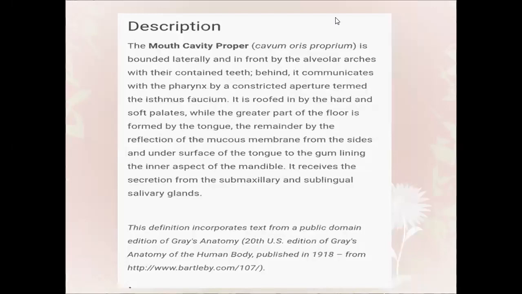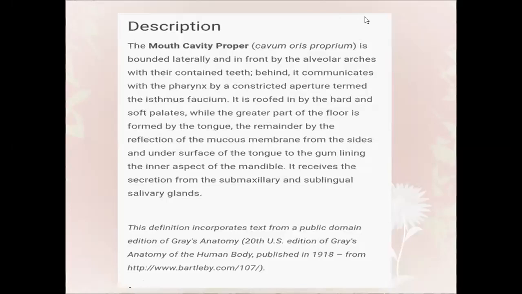The mouth cavity proper is bounded laterally and in front by the alveolar arches with their contained teeth behind. It communicates with the pharynx by a constricted aperture termed the isthmus faucium. It is roofed in by the hard and soft palates, while the greater part of the floor is formed by the tongue. So the tongue occupies most of the floor of the mouth.